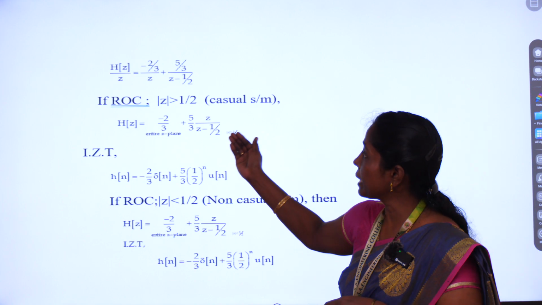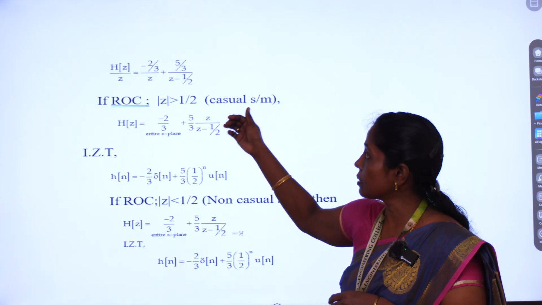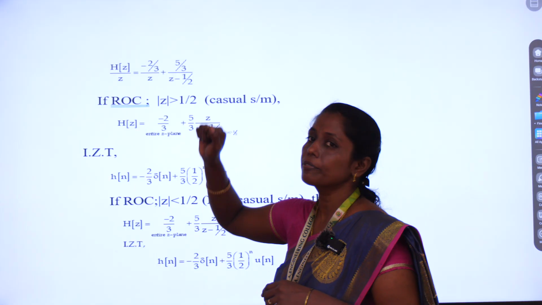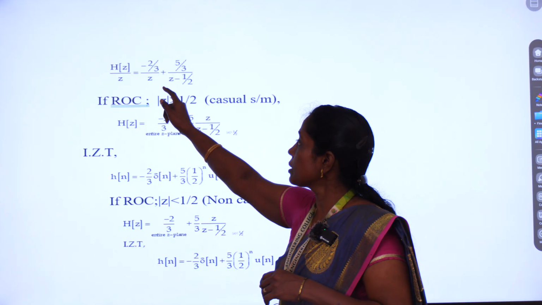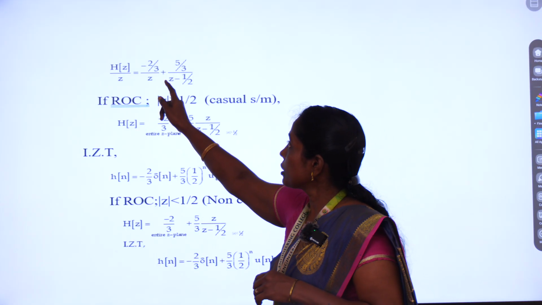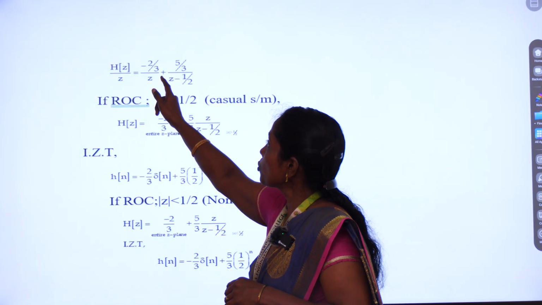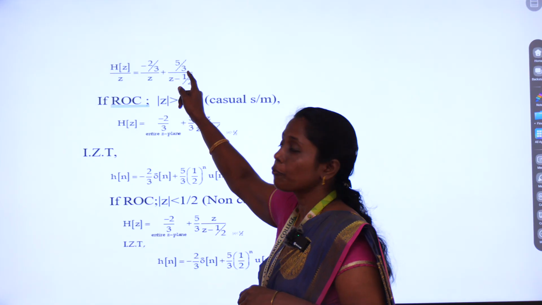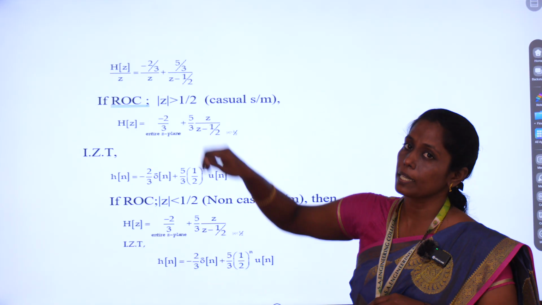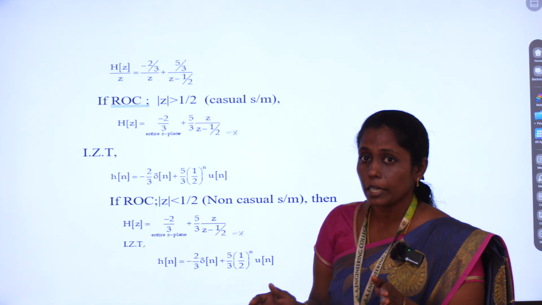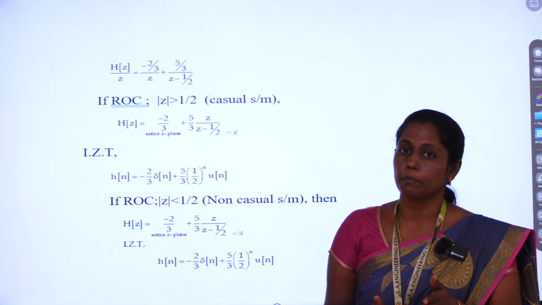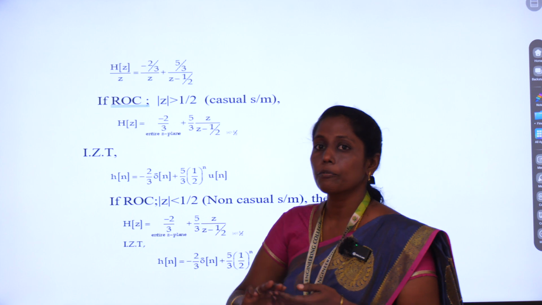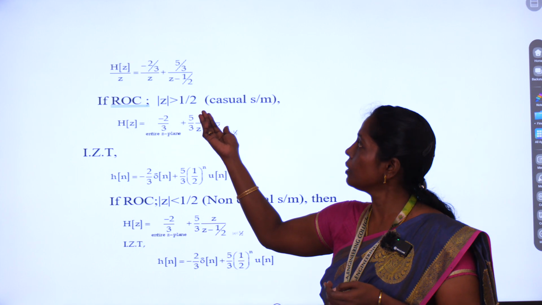So before applying the inverse Z transform, let us check for the region of convergence. For this first term, minus 2 by 3 divided by Z, and the next term is plus 5 by 3 divided by Z minus 1 by 2. Actually, we require only that H of Z term, right? And we have one more term in the denominator. So we have to bring the denominator term to the numerator.